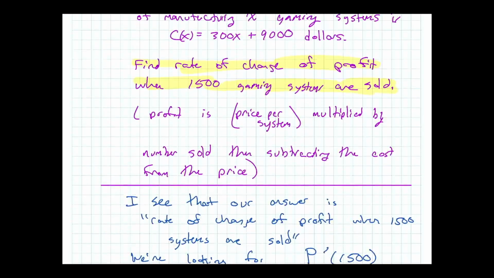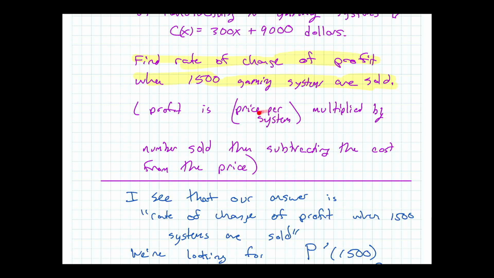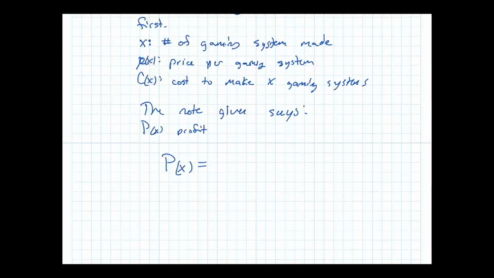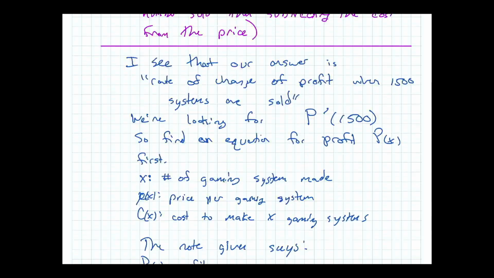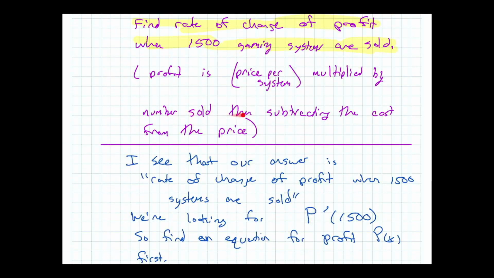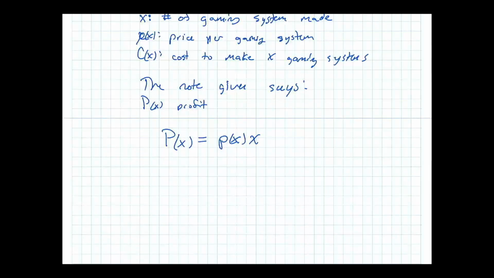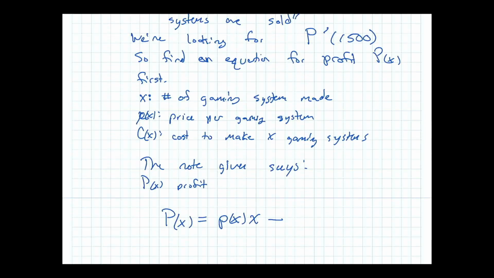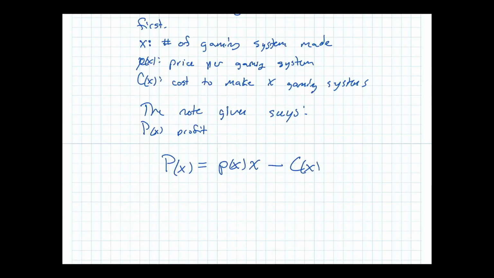It says profit is the price per system, multiplied by the number sold. So the profit is the price per gaming system, that's P of X, times the number sold, which is X. And then, multiplied by the number sold, then subtracting the cost from the price. Okay, subtracting the cost now. So we subtract the C of X, and there we go.